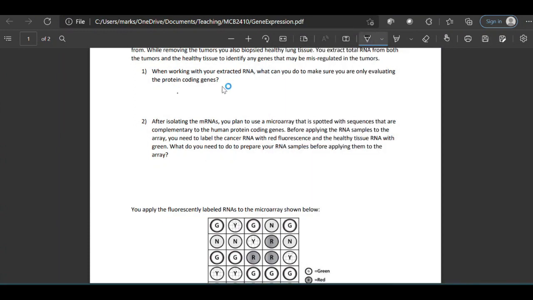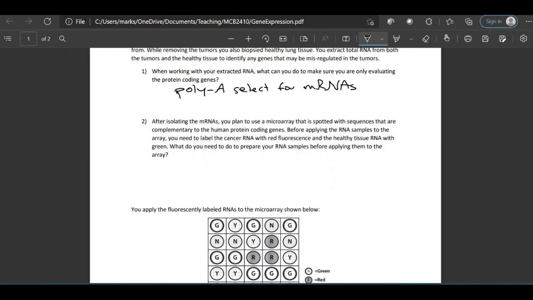So what can you do to make sure you're only evaluating protein coding genes? We can poly-A select for our mRNAs. Okay. Now, after isolating the mRNAs, you plan to use a microarray that is spotted with sequences that are complementary to the human protein coding genes. Before applying the RNA samples to the array, you need to label the cancer RNA with red fluorescence and the healthy tissue RNA with green fluorescence. What do you need to do to prepare your RNA samples before applying them to the array?